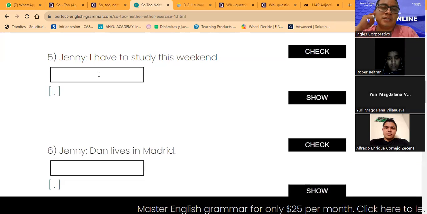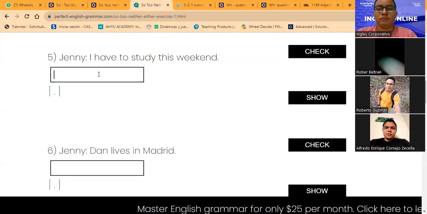Step number one, let's identify the tense. What tense is this? Present, past, future, present perfect, or past perfect? ¿Qué tiempo es? Present. Present, Roberto, thank you. What is the auxiliary for present? Do. Nice. So what do I say then? Express agreement. Neither do I. No, no puede ser neither.